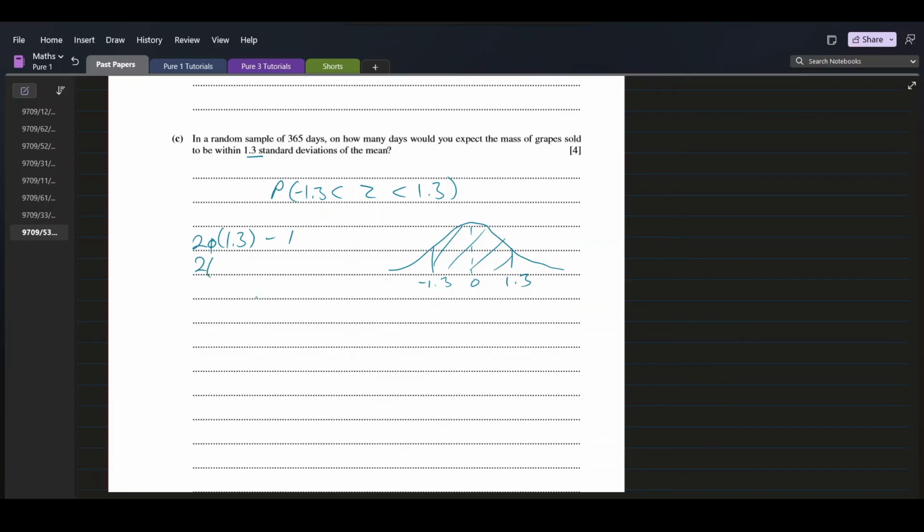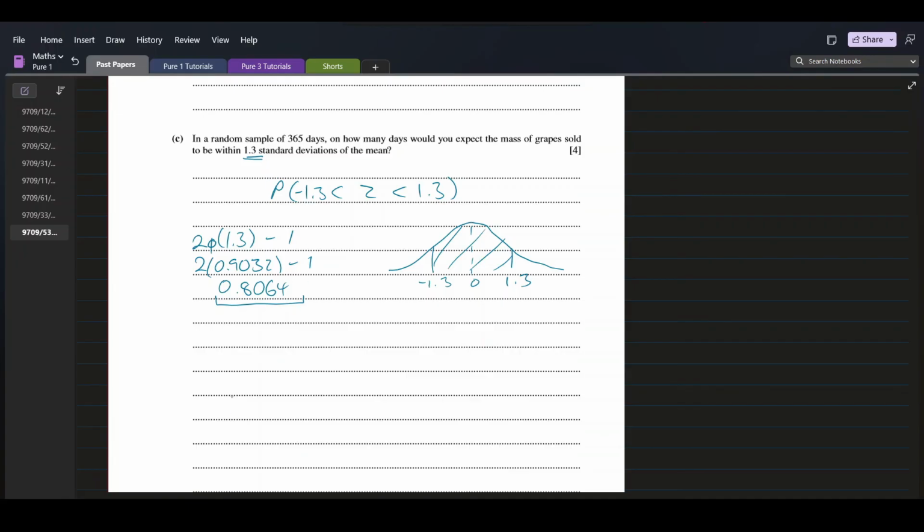And phi of 1.3 using our normal distribution tables is 0.9032. So let's punch this into the calculator. 2 times 0.9032 minus 1, and that gives us 0.8064. So this is the probability of one day where we have a mass of grapes sold being within 1.3 standard deviations.